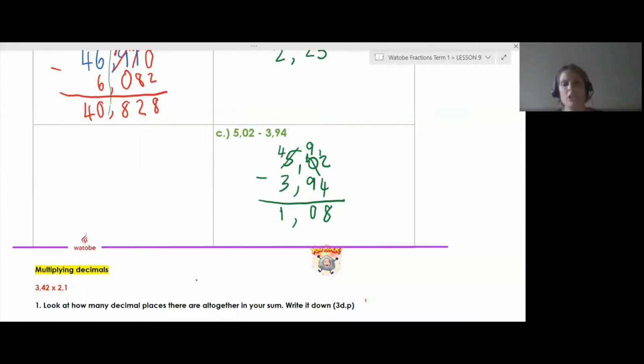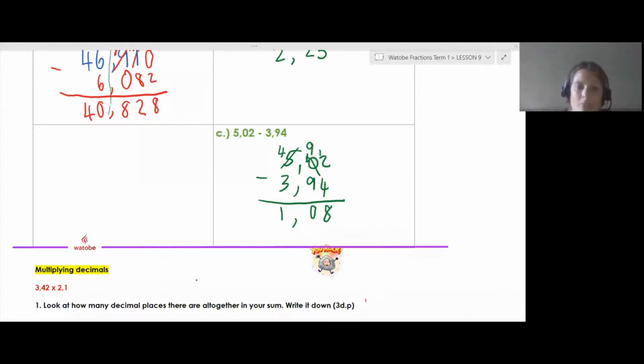Okay. Remember, if our top number is smaller than the bottom number, then we can't subtract. We have to go and borrow from our next door neighbor. So if the top number is too small, if the top number is smaller than the bottom number, then we have to go and borrow from the next door neighbor.